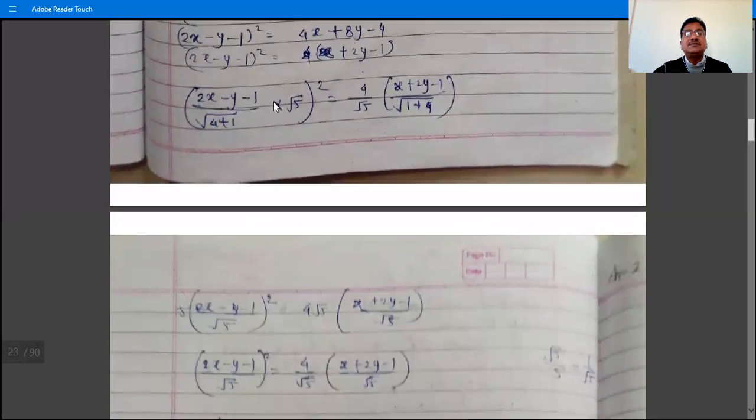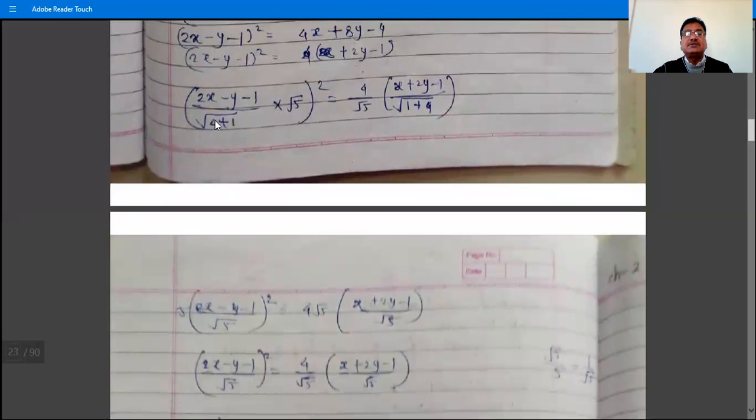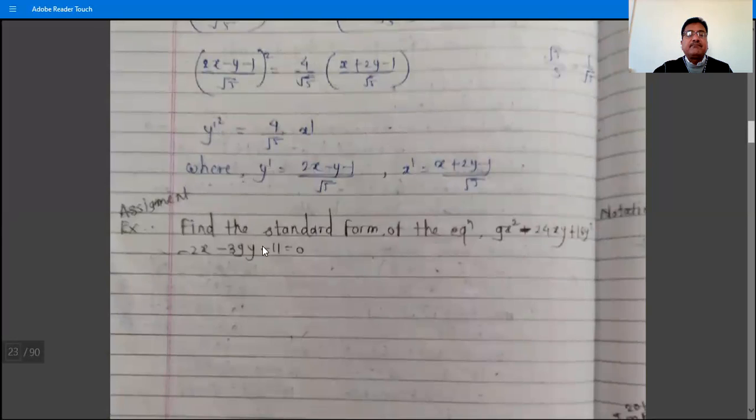And then the adjustment is that we divide by the square root of the sum of squares of the coefficients, root 4 plus 1. And we have the answer.